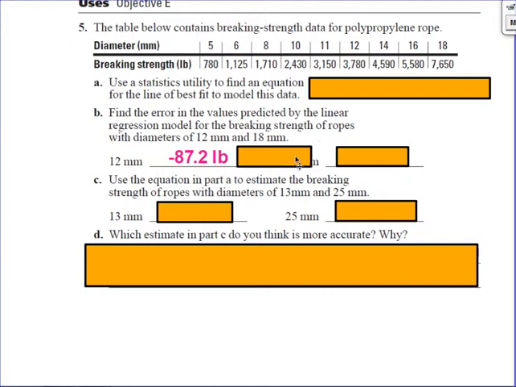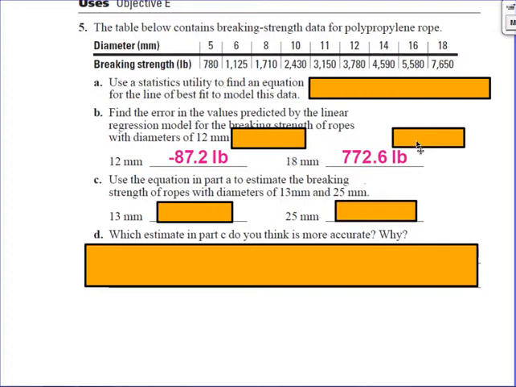Alright, you should have got negative 87.2 pounds for 12 millimeters. And for 18 millimeters, you should have gotten 772.6 pounds.